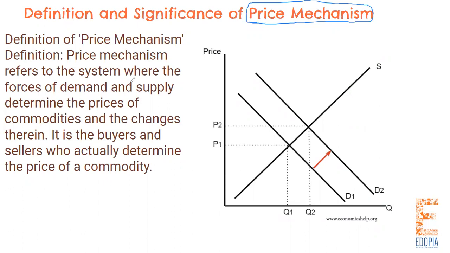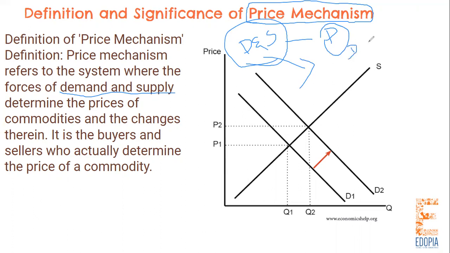If we look at its definition, it is that the forces of demand and supply determine the prices of commodities and the changes therein. So now which element is affecting what? Demand and supply are affecting the prices that are being determined in the market. These are the two forces that are affecting the price. So price is dependent upon demand and supply when we are talking about price mechanism or the establishment of price in the economy or in the market systems.